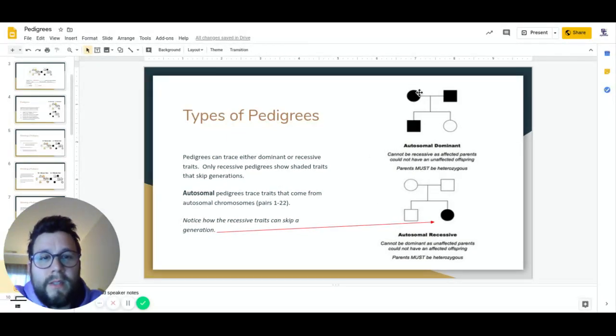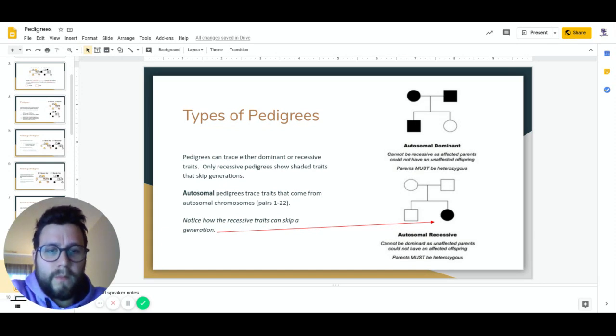But if you see traits that don't skip generations, it's probably dominant. If you see traits that do skip generations, where the parents don't have it but the kid does, it's recessive. That's usually how to figure out if it is dominant or recessive. In the cases of what we're looking at right now, most of them that we're going to talk about are just normal autosomal recessive traits.